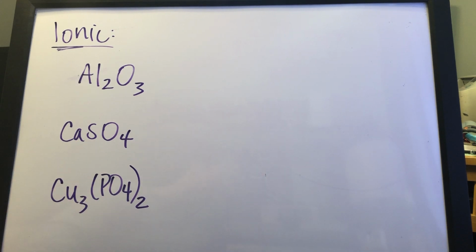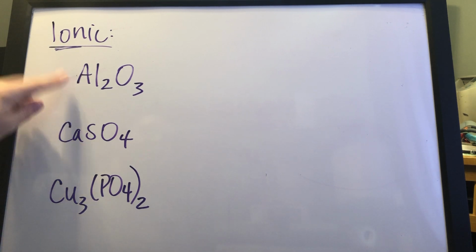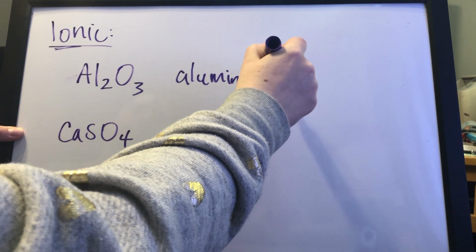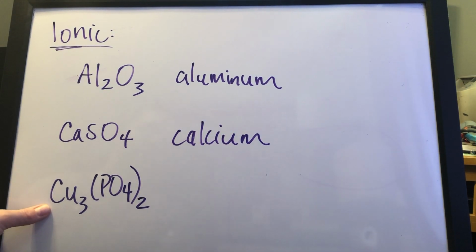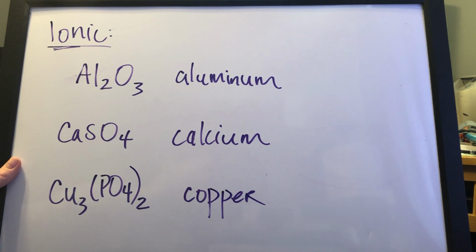Okay. So let's say I have these 3 formulas and I'm looking to name them. These are all ionic. Notice metal, metal, metal. If that first one's a metal, it's ionic. The way to name ionics is fairly simple. You name the first thing, which is your metal, straightforward. So this is aluminum. This is calcium. And this is copper. So no trick there, just naming the metal.